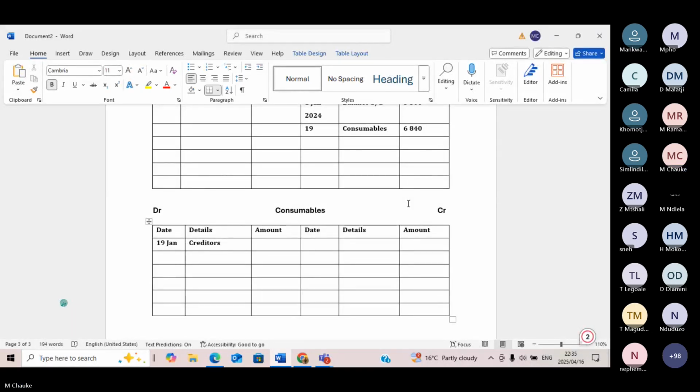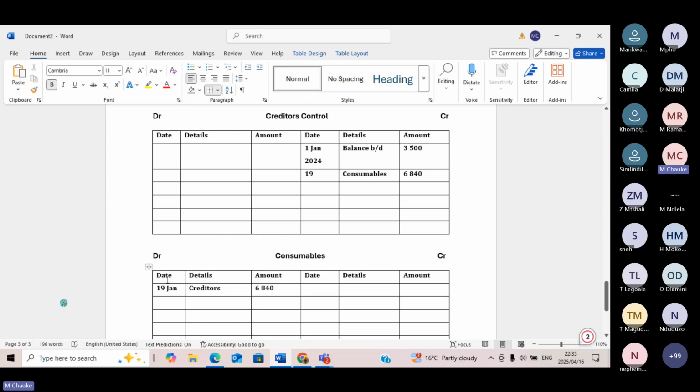Are you following? Everyone is fine now. Did you get clarity, the one that was saying 360 is 5%? All right, so we are good now, right? We can proceed. So this is how you record this transaction that happened on the 19th of January.